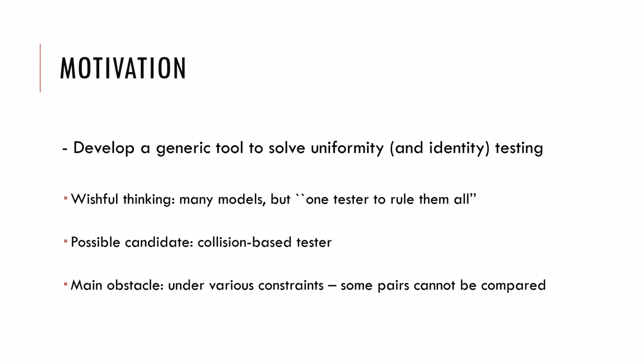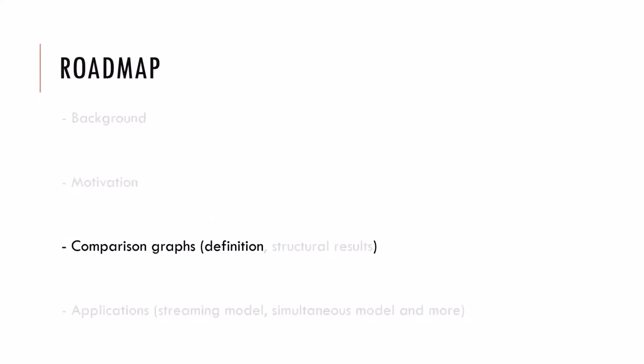And indeed, one candidate for that is the collision-based tester, because ideas of the sort, something like approximate the collision probability, arise in more than one model in the last couple of years. And of course, the main obstacle is that if we reduce ourselves to the original collision-based tester, well, it tries to compare all the pairs. And this is obviously impossible in any constraint that you can think of. So we need to adjust it. We need to somehow generalize the notion of collision-based testing.